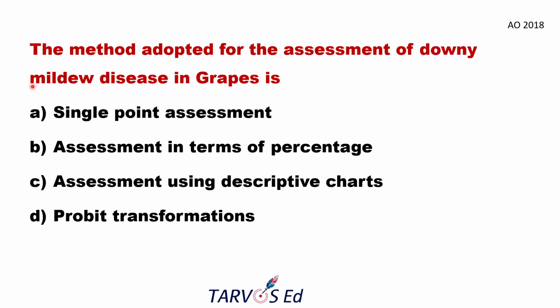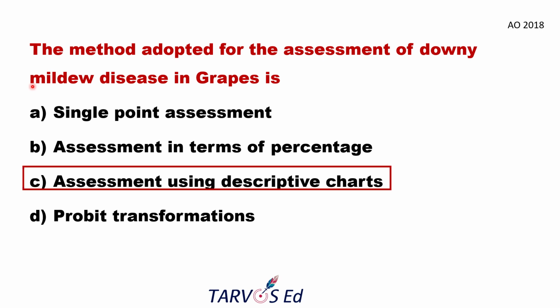Here, the method adopted for the assessment of downy mildew of grapes: the answer will be assessment using descriptive charts. Why didn't we choose percentage? We choose that option only when the question is related to viral diseases, wilt-based diseases, or phytoplasma diseases. Otherwise we can always choose assessment using descriptive charts, such as 0 to 10 percent, 10 to 20 percent. That type of descriptive chart is used for the assessment of diseases.